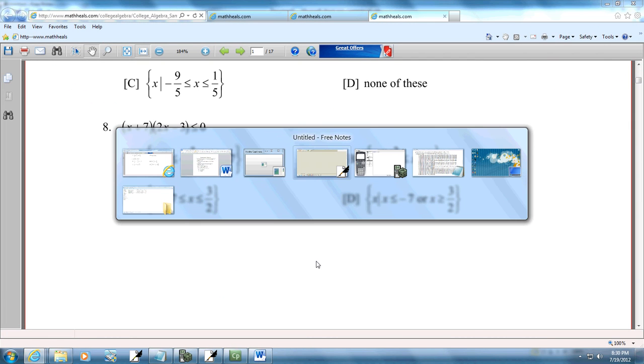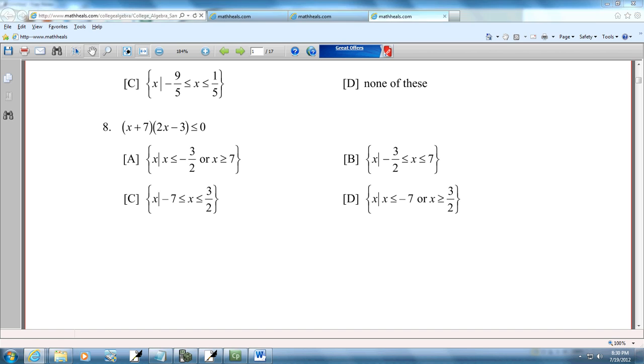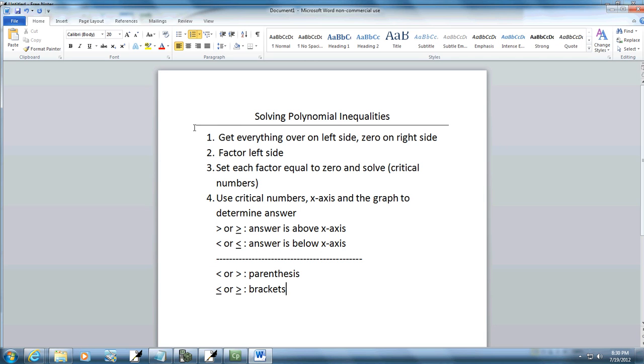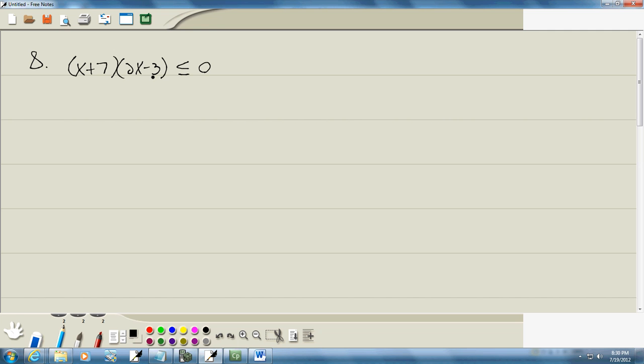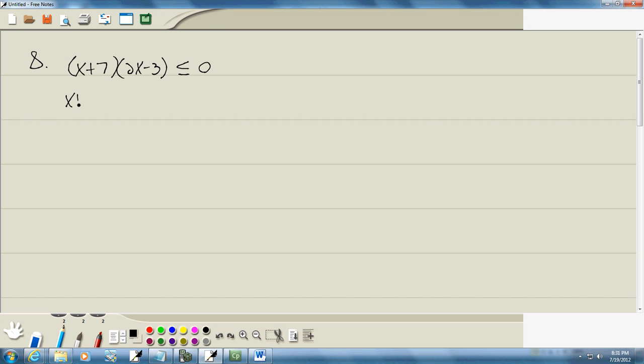So let's take a look at this problem. We've got x plus 7 times 2x minus 3 is less than or equal to 0. Now, to make the problem a little easier, it looks like they've done a few of the steps. Step 1, get everything over on the left side, 0 on the right. Well, that's done. Step 2, factor the left side. That's done. Step 3, set each factor equal to 0 and solve. So I'll set the x plus 7 equal to 0, and I'll set the 2x minus 3 equal to 0.